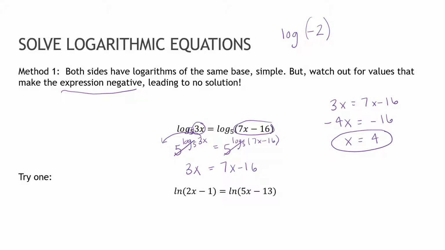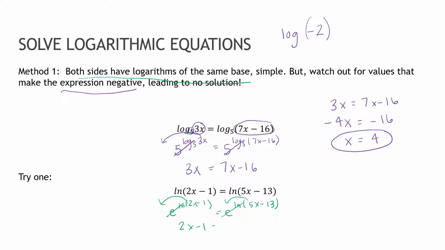But remember, the base of a natural log function is e. So here, instead of taking the base of 5 like I did before, I'm taking a base of e to the natural log of 2x minus 1, and then e to the natural log of 5x minus 13. So again, method 1 is when both sides have logarithms of the same base. It's the simplest one. e and natural log really cancel, because natural log is a base e. So my exponents become terms.